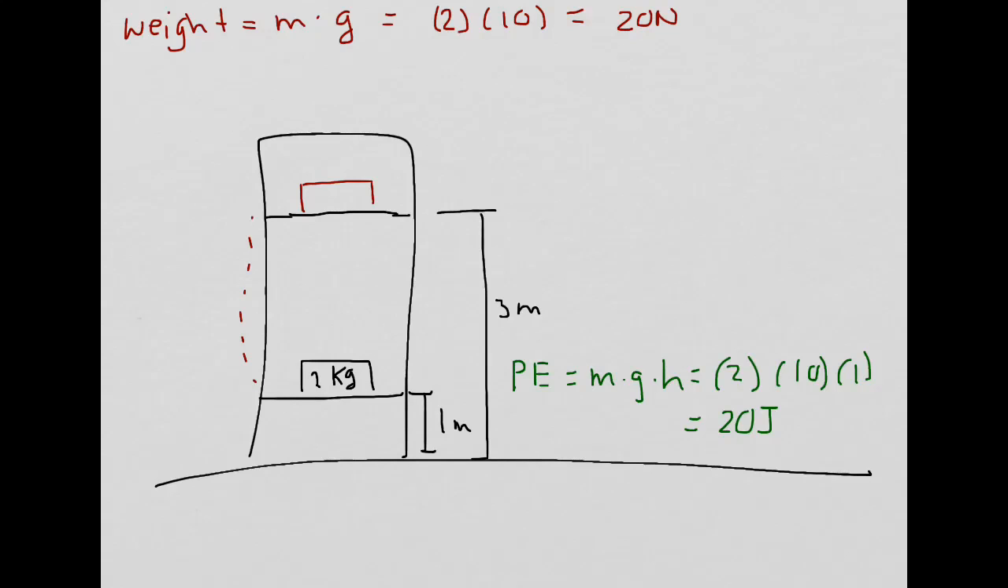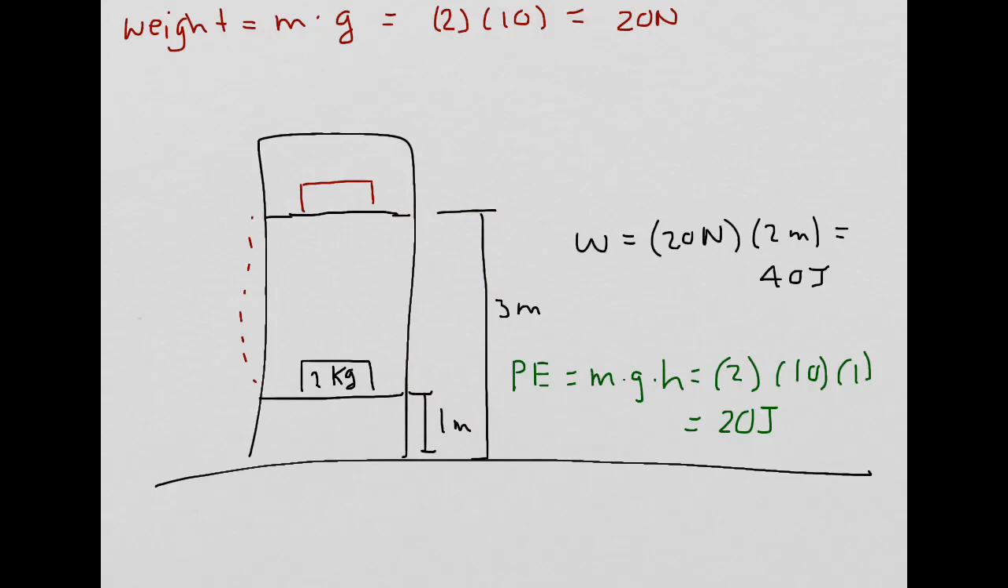So notice that I'm only lifting it from here to here. So even though this is 3 meters above the ground, I'm only lifting it 2 meters, because I already started 1 meter above the ground. So the work that I just did is equal to the force, 20 newtons, times my 2 meter displacement. And that's equal to 40 joules.